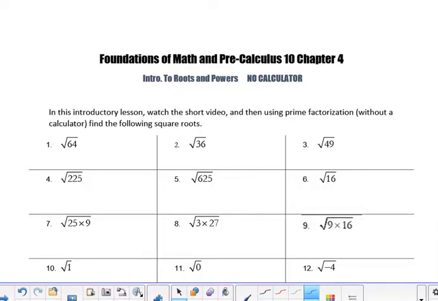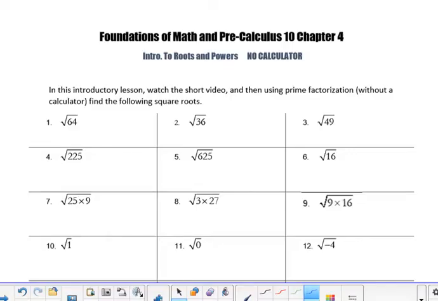So you should have this little handout here, which is the introduction to roots and powers, and we want to try to avoid using a calculator. So hello Math 10. What we're going to look at today is square roots. Chapter 4. So you should have this handout here. Now, square roots, this is going to be about a 5-10 minute lesson.